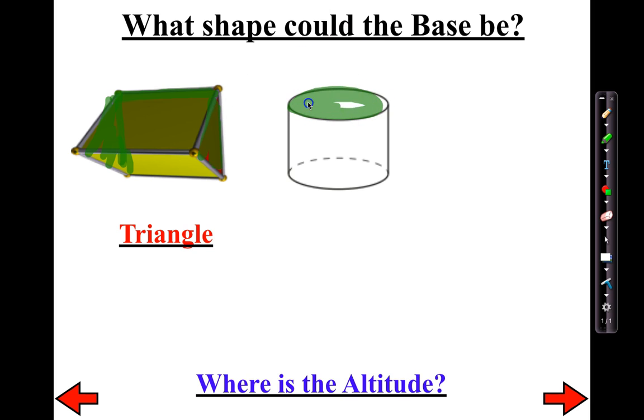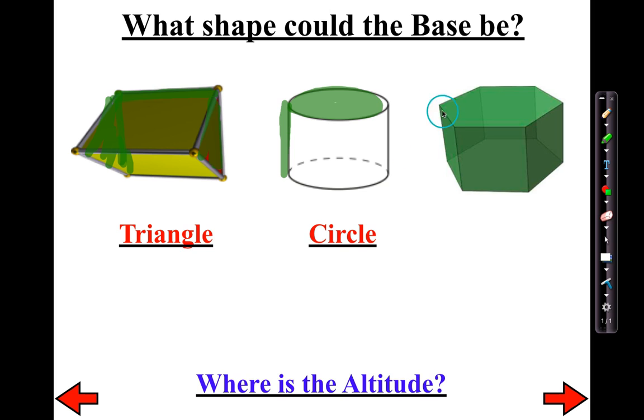So here, what would the base be? Well, the base would be a circle. What's the altitude? It would be the height of this, so that would be the altitude. Here, what is the base? So this one would be a, let's see, how many sides are there? There's 1, 2, 3, 4, 5, 6. Since there's 6 sides, this is called a hexagon, so the base is a hexagon. Well, what's the altitude? Again, it's basically describing how tall it is.